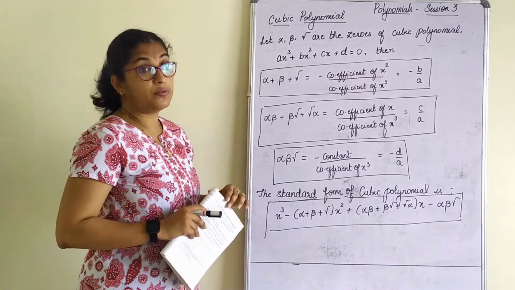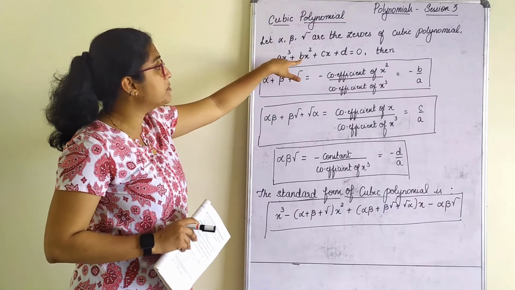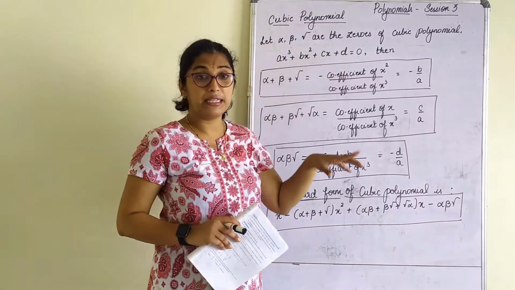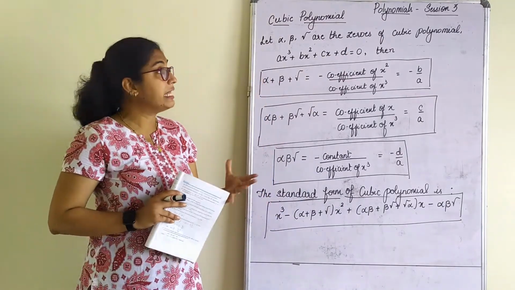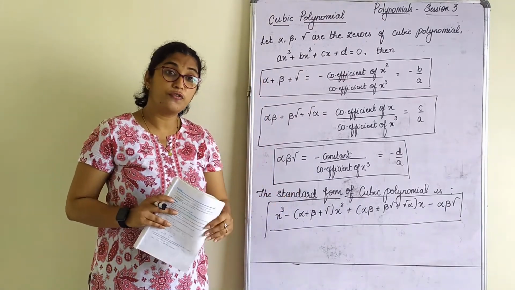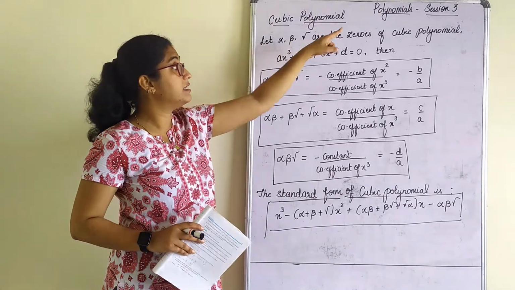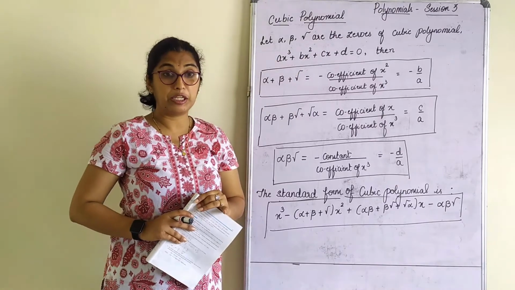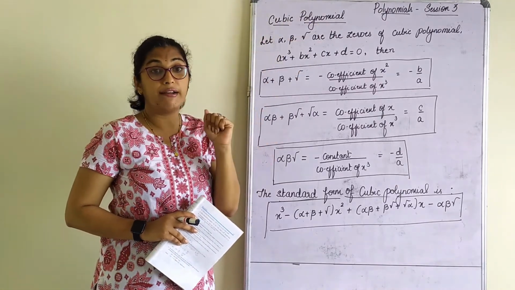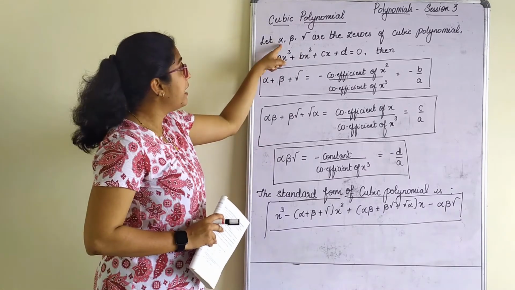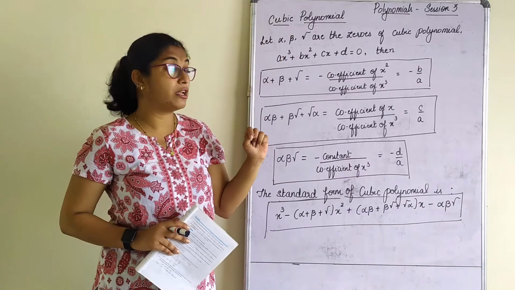So, what is a cubic polynomial? A polynomial of the form ax cube plus bx square plus cx plus d is the standard form of a cubic polynomial. Then, what are the zeros of a cubic polynomial? Alpha, beta, gamma are the zeros of the cubic polynomial. Alpha and beta are the zeros of a quadratic polynomial, correct? Alpha, beta, gamma are the three zeros of the cubic polynomial.